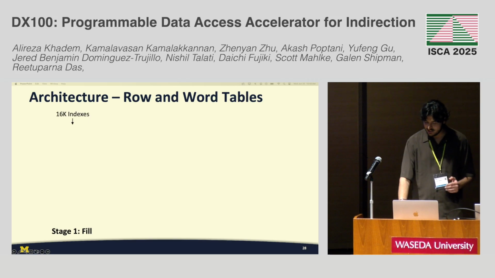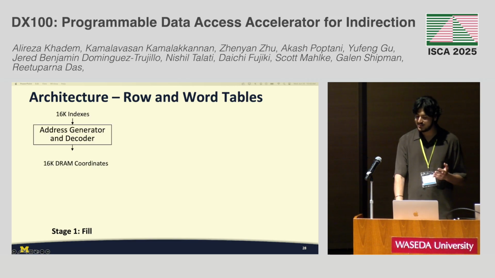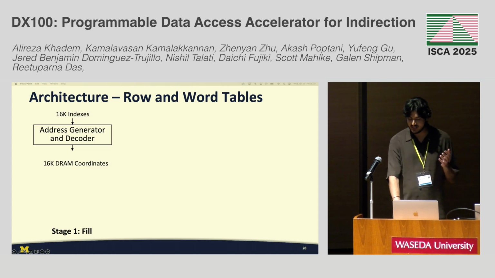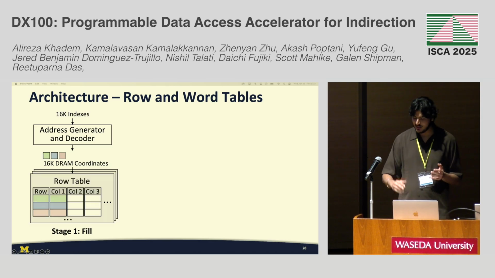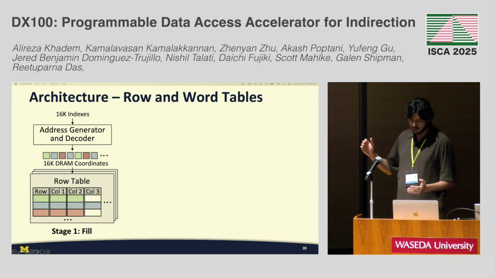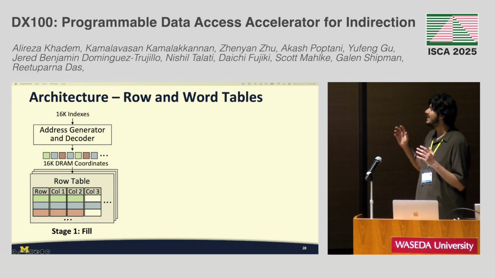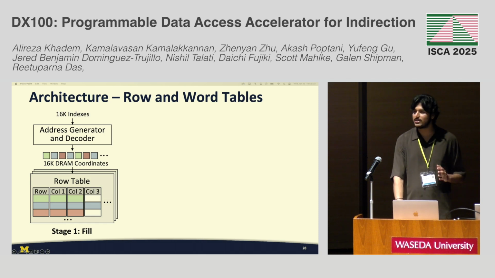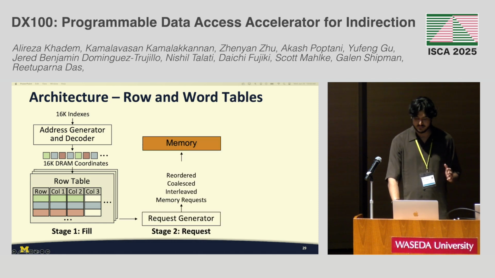In the first stage, fill, this unit reads a tile of indices from the scratchpad. It generates the corresponding addresses and decodes them into DRAM coordinates. After the decoding, these DRAM coordinates are inserted in the row table one by one. By the end of this stage, the row table maintains all target columns across all target rows.